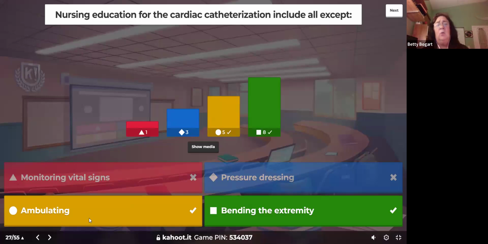That's the big thing. We're going to watch vital signs. We're going to watch that pressure dressing, but they're in bed. That right leg is going to be straight.